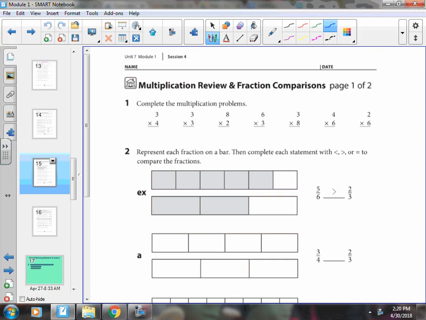Number 1, complete the multiplication problems. 3 times 4 is 12, 3 times 3 is 9, 8 times 2 is 16, 6 times 3 is 18, 3 times 8 is 24, 4 times 6 is 24, and 2 times 6 is 12.